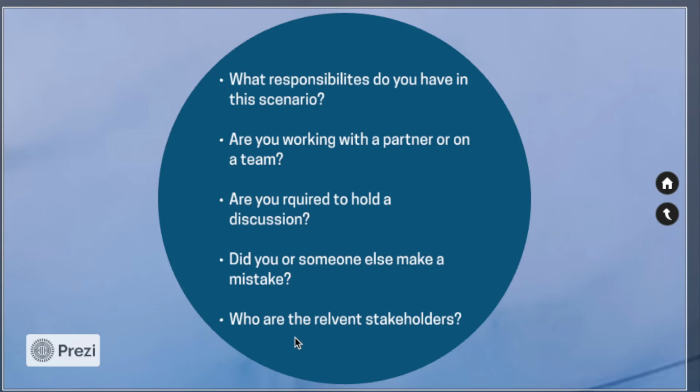Also, who are the relevant stakeholders in the question? When you read the scenario, it's a good habit to keep in mind, who are the main actors in this scenario, and how could they be affected by your response, right?